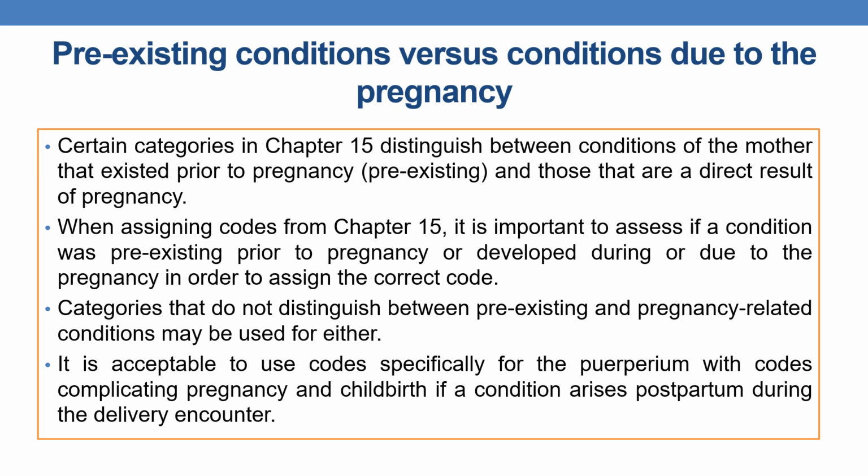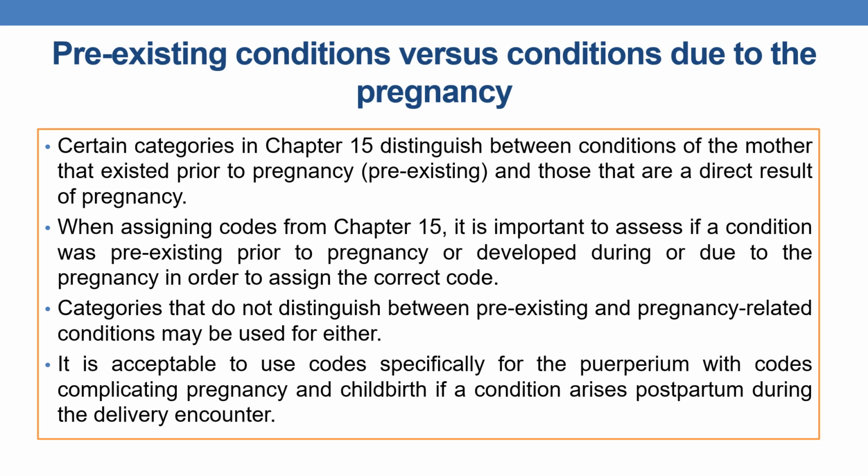Certain categories in Chapter 15 distinguish between conditions of the mother that exist prior to the pregnancy, which is nothing but pre-existing, and those that are a direct result of pregnancy, that are pregnancy induced. Examples of conditions which can be both pre-existing and pregnancy induced are, for example, hypertension. Hypertension can be pre-existing. That is, a woman can have hypertension before she is getting pregnant. And hypertension can be pregnancy induced also. That is gestational hypertension, a transient hypertension that has developed during the pregnancy.